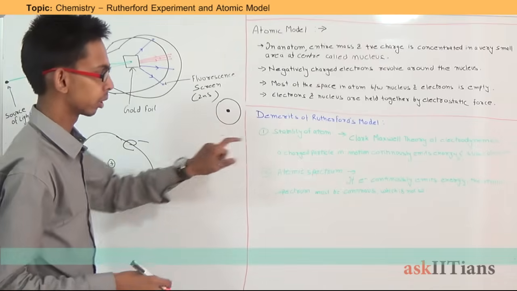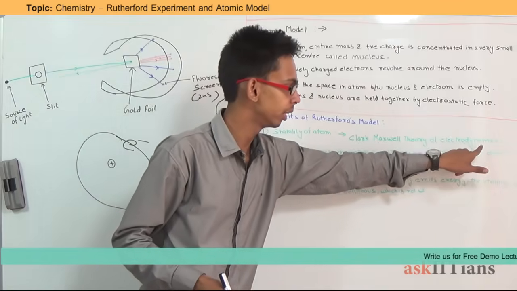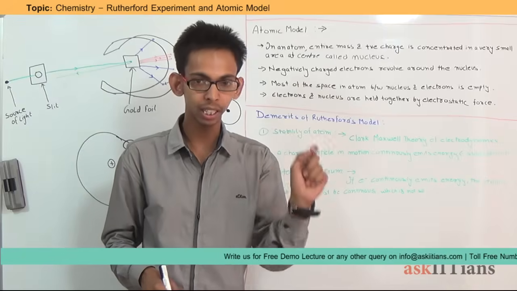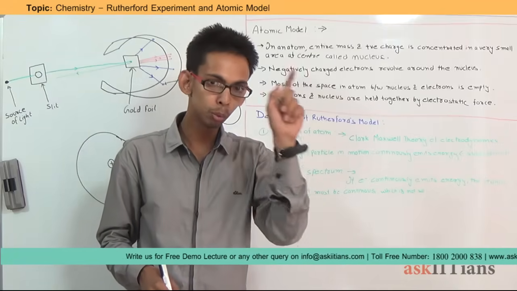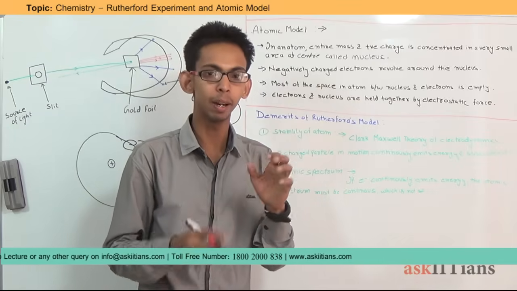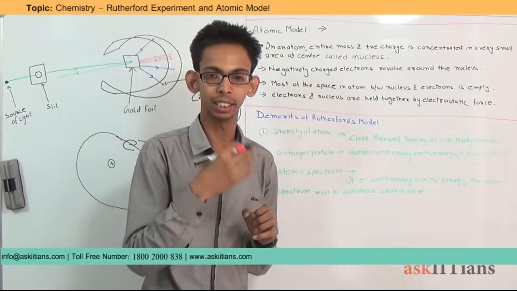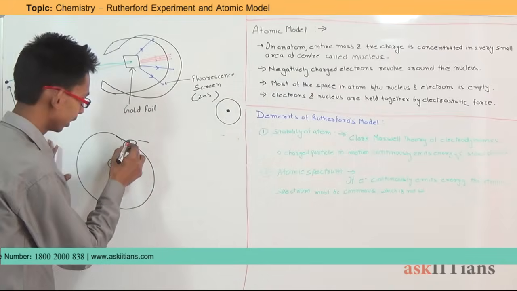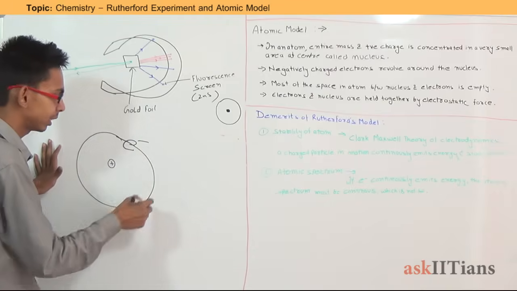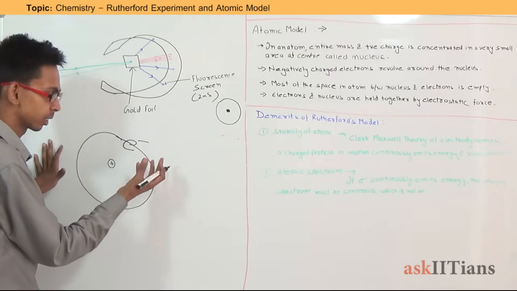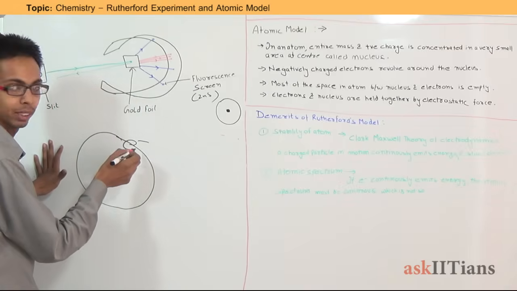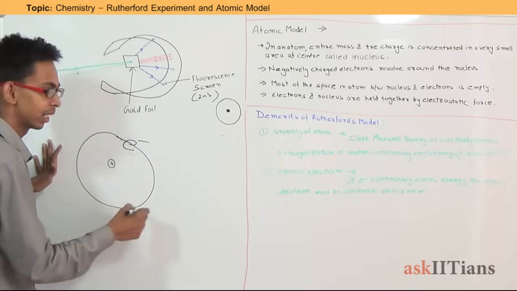Now, according to Clerk Maxwell's theory of electrodynamics, whenever a charged particle moves under acceleration, it emits radiation. It emits energy in the form of radiation. An electron is moving in a circular orbit. First of all, the electron is negatively charged. It is a charged particle. Further, it is moving in a circular path. That means it is under continuous acceleration.